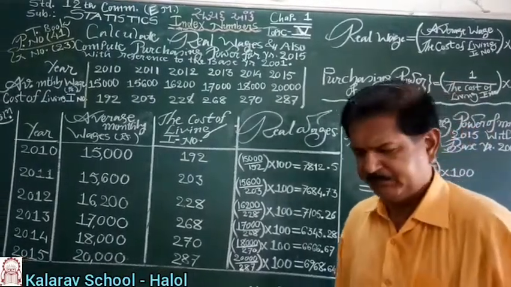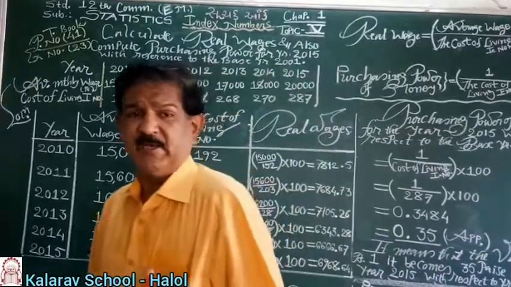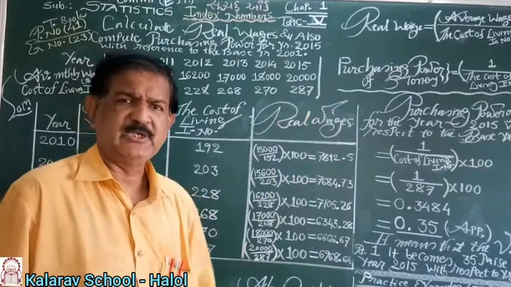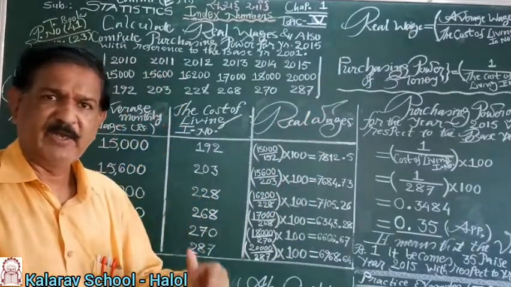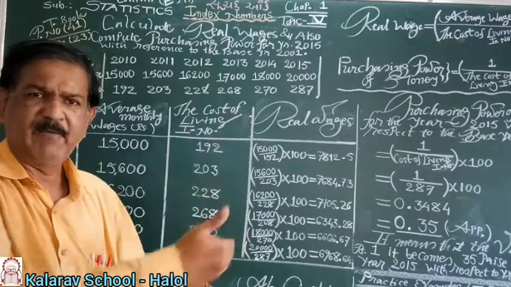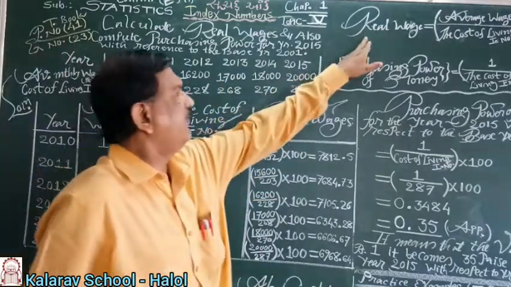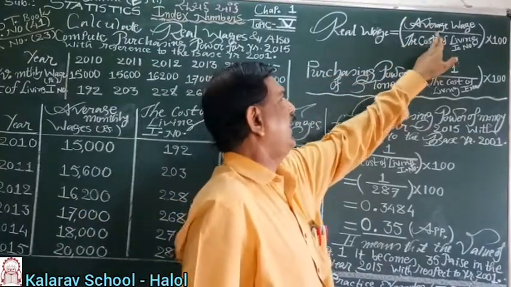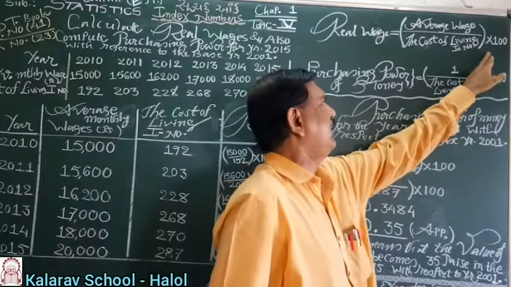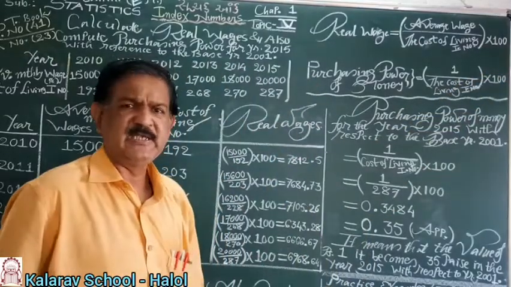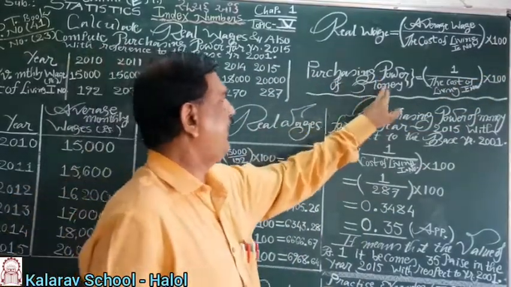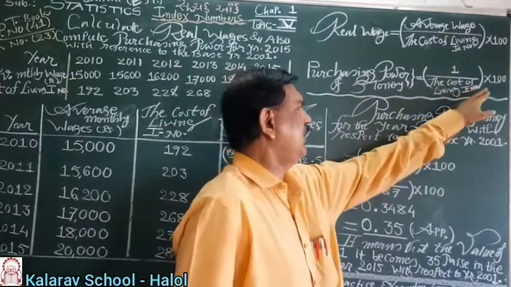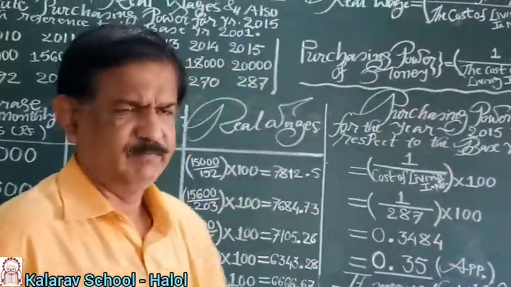purchasing power of money. If there is no change in money, that is income, then day by day prices skyrocket for the essential things, and by that effect purchasing power decreases day by day. So real wages can be calculated by using this formula: average wage upon the cost of living index number into 100. And the purchasing power of money is given by 1 upon the cost of living index number into 100 for the particular year given.